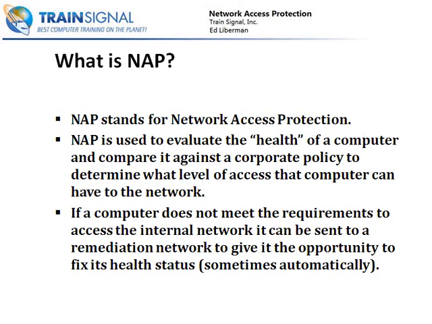What happens here is NAP is used to evaluate the health and then compare it against a corporate policy, which determines exactly what level of access a computer can have to your network. Now, the really cool part about this is that if a computer does not meet the requirements to gain access to your internal network, instead of just simply being denied, it can be sent to what's called a remediation network, which would then potentially give it the opportunity to fix or improve or upgrade its health status. And you'll see here that I said sometimes automatically. That's the super cool part: you can actually set it up so that certain aspects of health, if they are not met and there is the means to automatically bring it up to speed, we can do so. We'll take a look at that when we go into the operating system and set this all up.